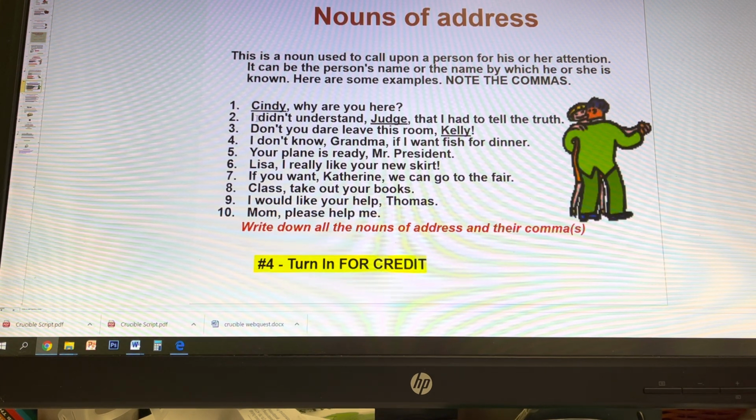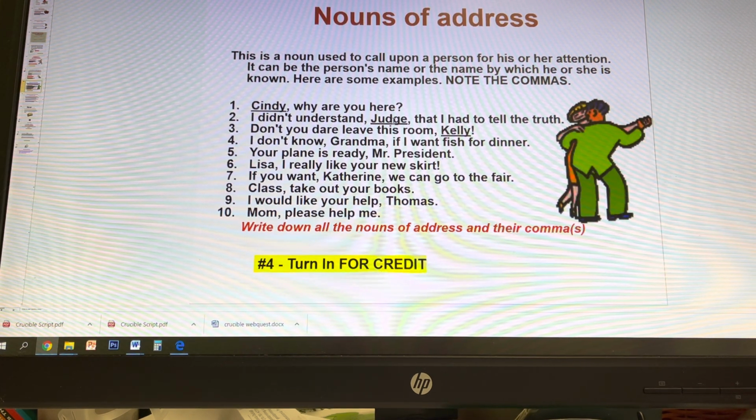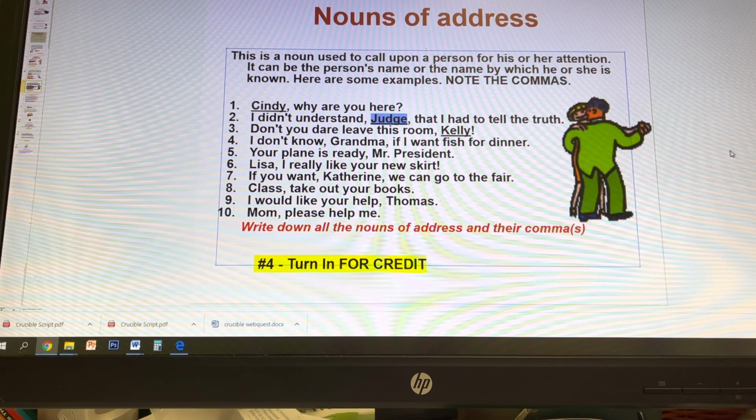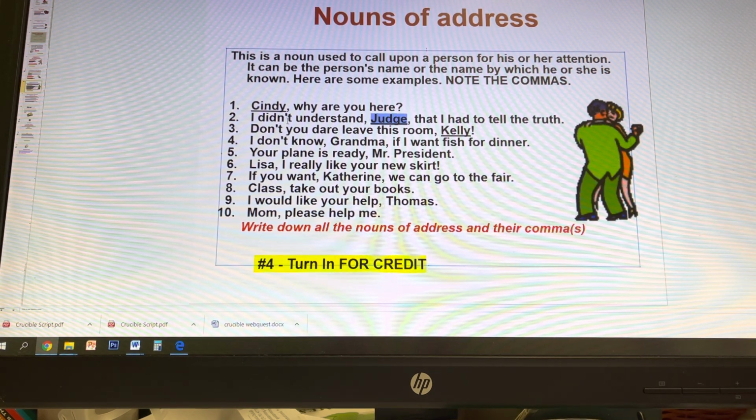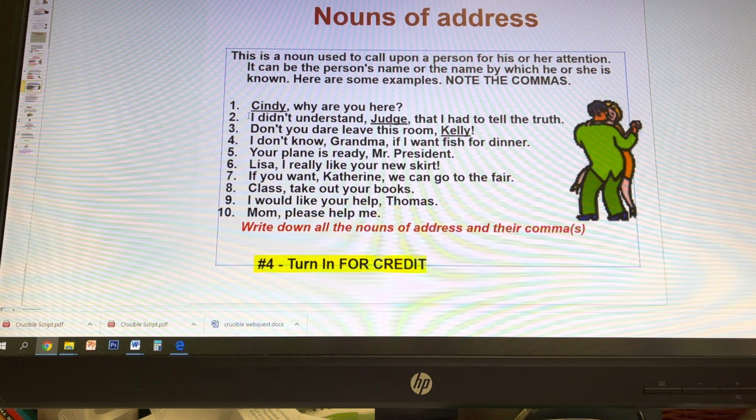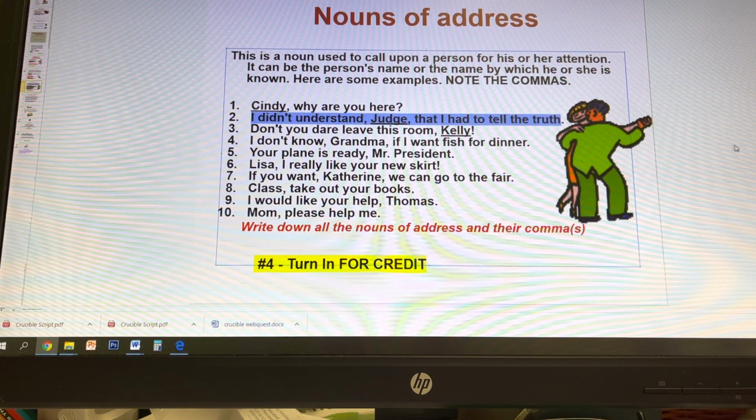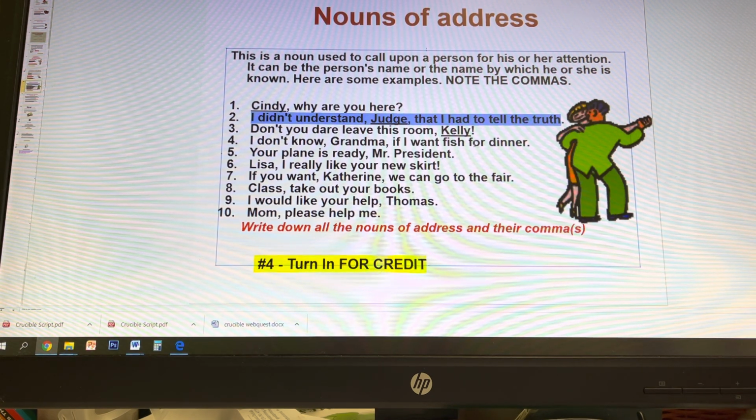All right, second sentence. We have a noun of address, judge. Got to be careful when you're addressing a judge. But this person said, I didn't understand, judge, that I had to tell the truth. Not a very smart person.